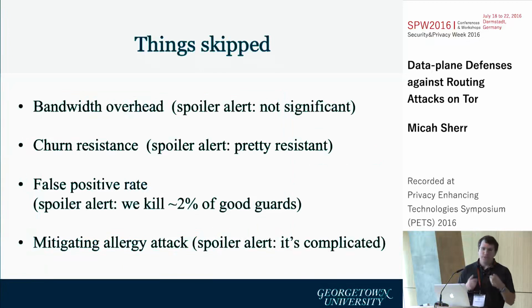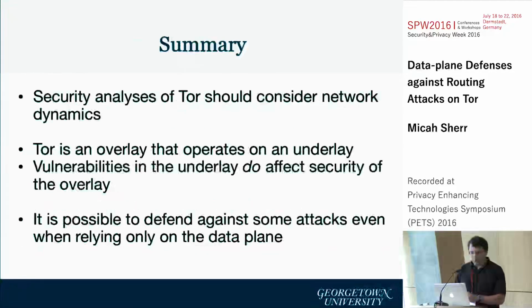Churn resistance, we're pretty resistant to churn. False positive rate, we do kill about 2% of guards. Because of our false positives, we make 2% of the guards pretty much useless. Mitigating attacks, so are we, by introducing this detection technique, enabling a new type of denial of service where you can kind of target a guard that you like and cause it not to be used? We have some mitigations for that, which are in the paper.